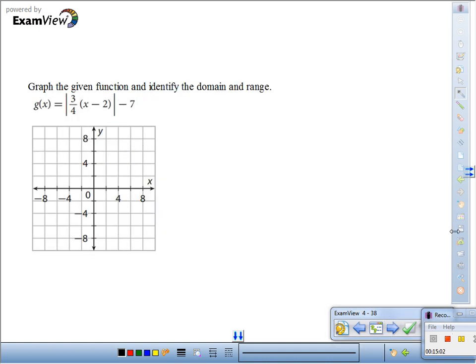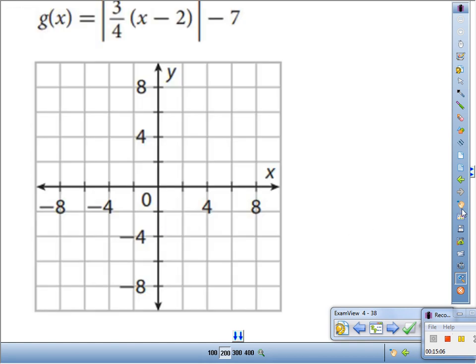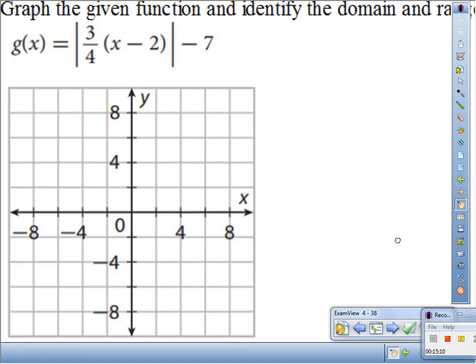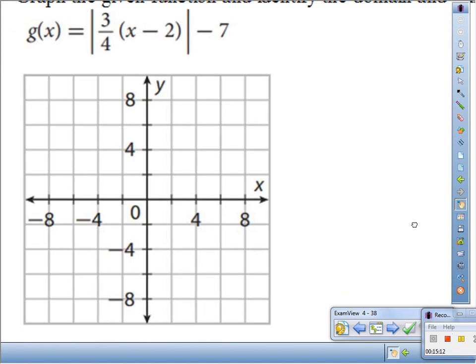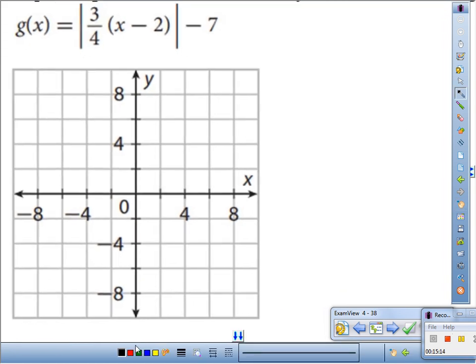Graph a given function and identify the range. Let me zoom in. Identify domain and range. All right, let's start with the very first thing we need to identify in blue, our vertex. By now, just by looking at it, you should be able to tell what H and K is. Tell me what H and K is for that one. That is correct. I see that H is here, K is here, so my vertex is 2, -7.